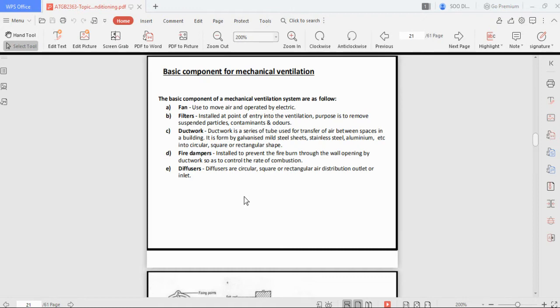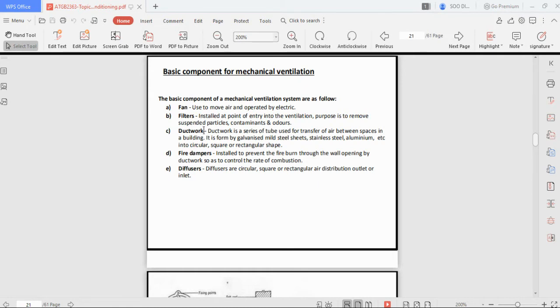You want to put it at the point of entry. Whether you're using natural or mechanical ventilation, your filter will only be at the point of entry, because you use it to remove any contamination, odor or particles. There's no point installing it at the outlet, because you want to expel the air, not trap the odor in the room. So the filter is only installed at the entry of the ventilation.